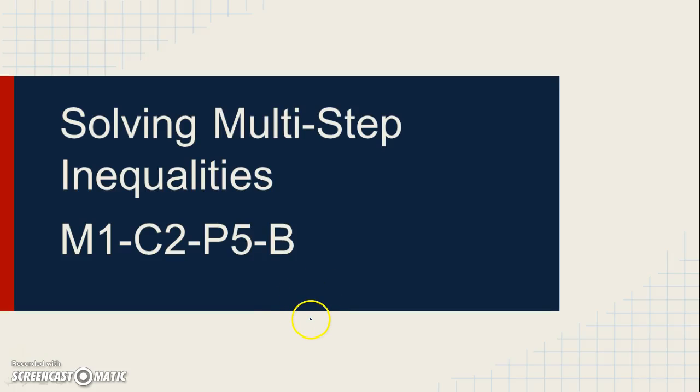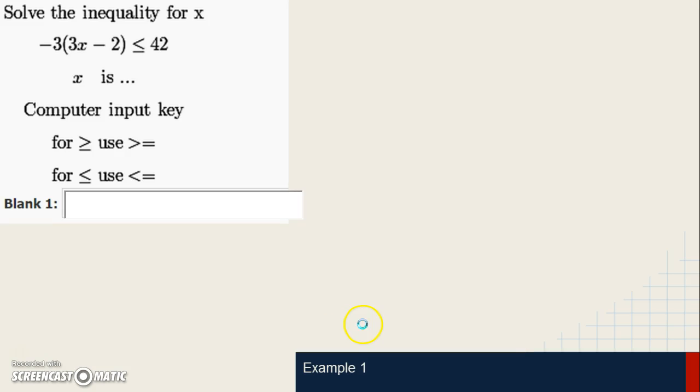Today we're going to learn how to solve multi-step inequalities. Really all we're doing is combining what we did with solving multi-step equations and solving 1 and 2 step inequalities together. So here I have negative 3 times 3x minus 2 is less than or equal to 42.